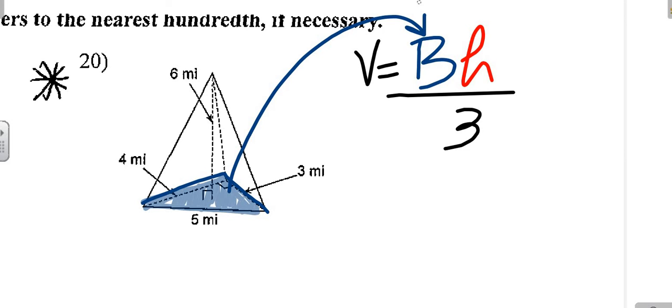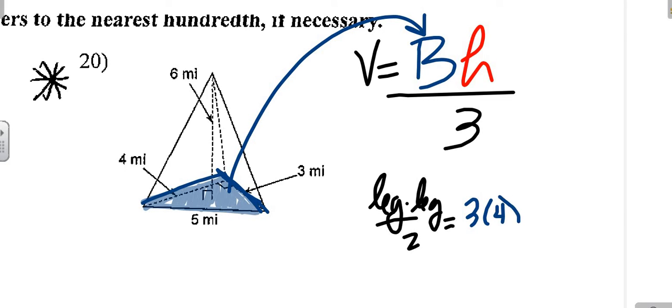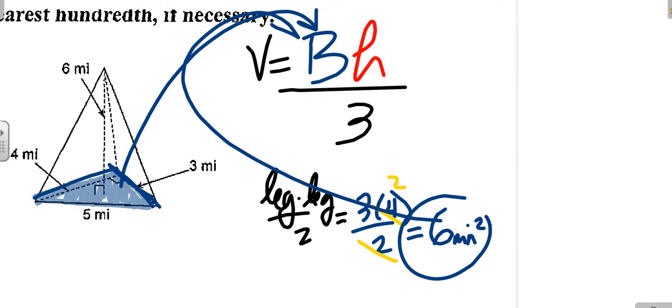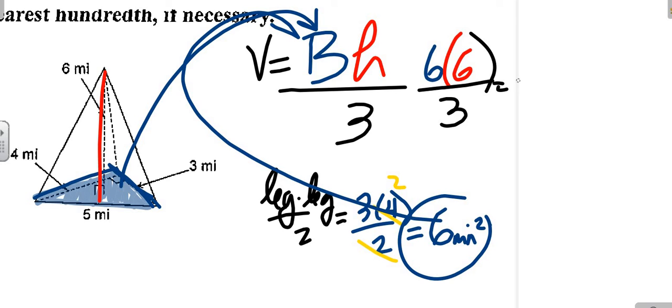So for my base, I am going to do leg times leg over 2. That's going to equal my base. Why? Because it's a right triangle. My base is going to be 6 miles squared. Now I have everything I need. 6 times the height of 6 over 3. Don't forget units.